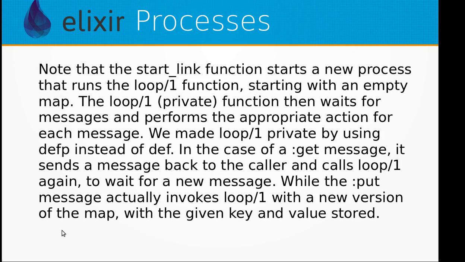Note that the start_link function starts a new process that runs in the loop function, starting with an empty map. The loop private function waits for messages and performs the appropriate action for each message. We made loop private by using defp instead of def. In the case of a :get message, it sends a message back to the caller and calls loop again to wait for a new message, while the :put message actually invokes loop with the new version of the map with the given key and value stored.